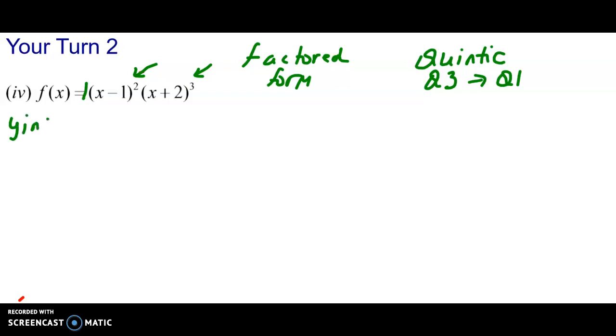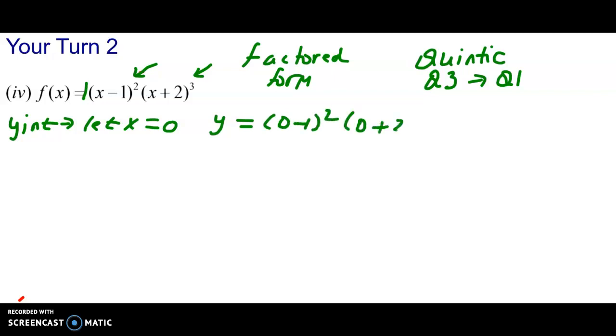So the y-intercept, we're going to let x be 0 to simplify and solve. So we're going to get y equals (0 minus 1) squared times (0 plus 2) cubed. We'll get 1 and 8, which gives us 8. So the y-intercept is (0, 8).